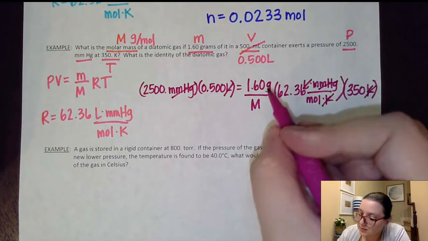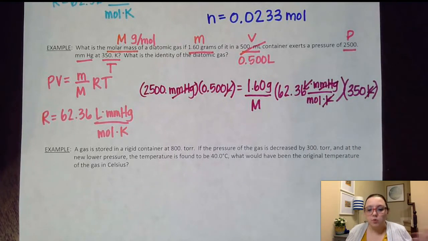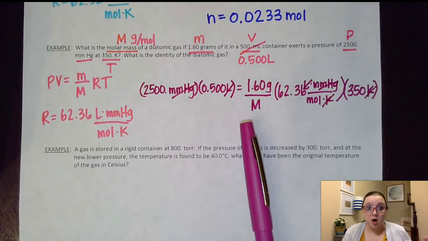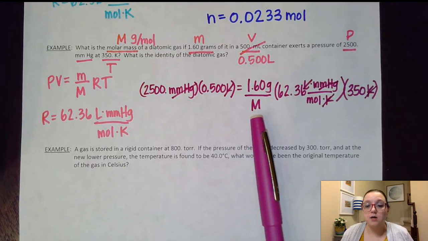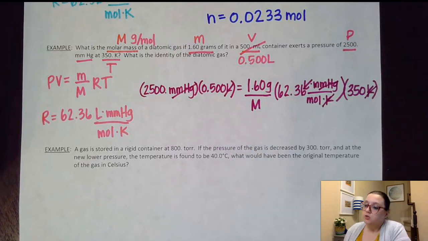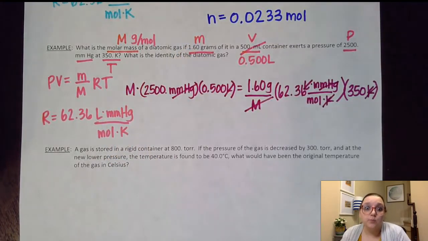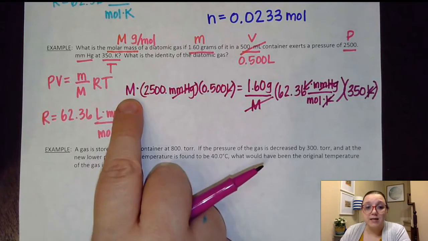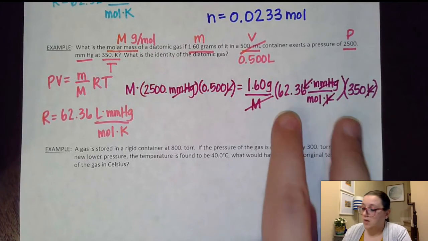And if you notice, that leaves me with grams divided by moles, which makes sense if I'm trying to solve a molar mass. Now here, it's kind of awkward because that molar mass is in the denominator, in the bottom. So when you're trying to solve an unknown variable in the bottom, remember, one of your first steps needs to be to get it out of the denominator. So what I would do is actually multiply both sides by that molar mass to bring it to the top, to bring it into the numerator. So now I can see to get it by itself, I would want to divide both of these two numbers over to the other side.